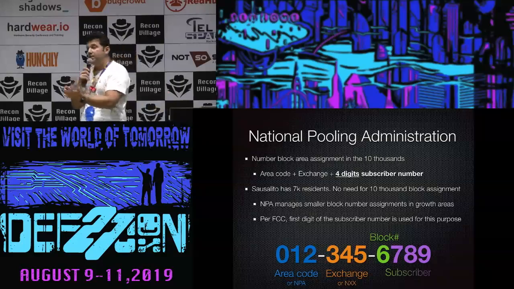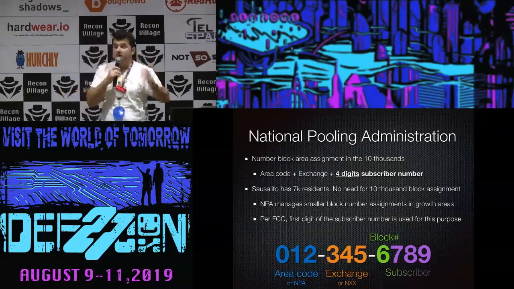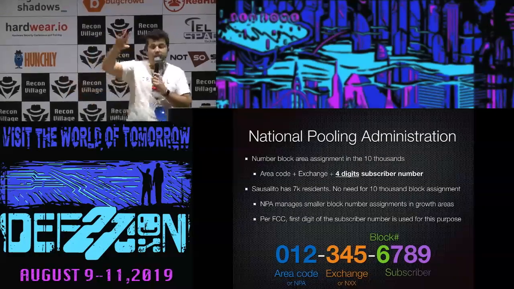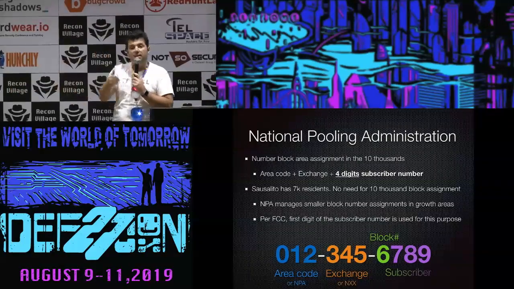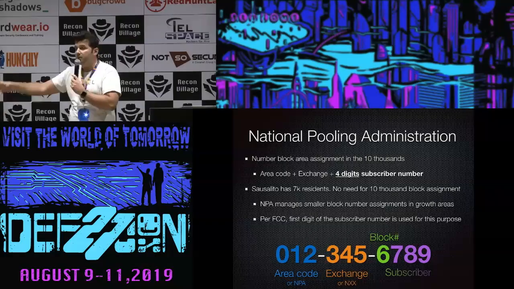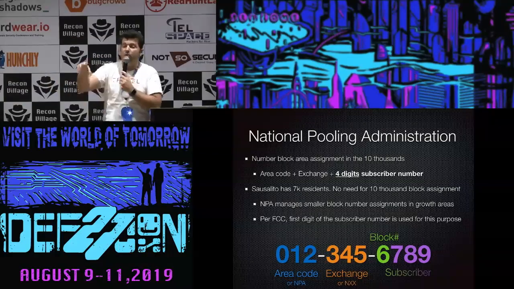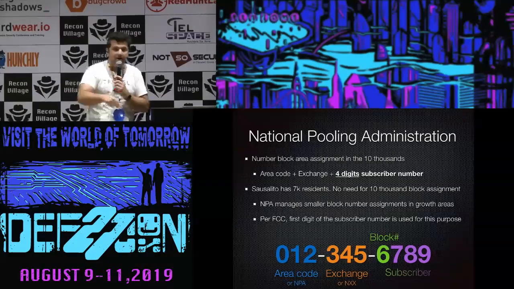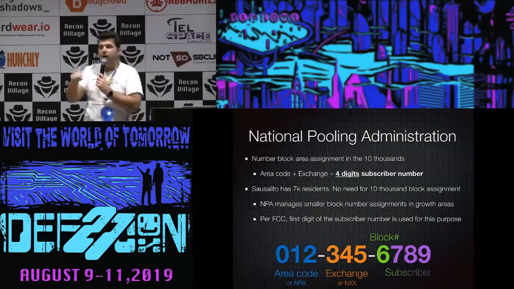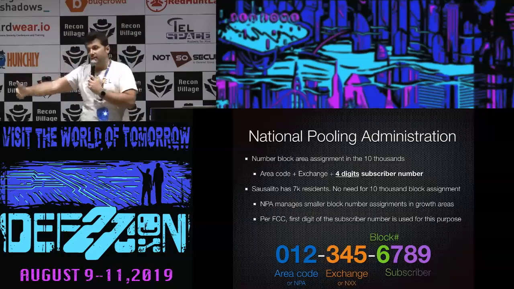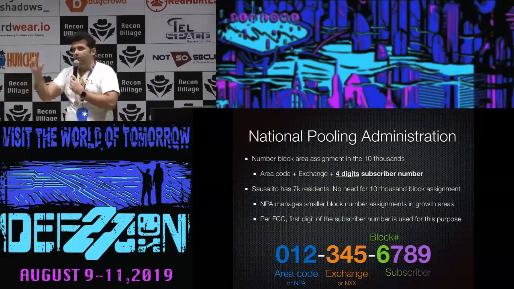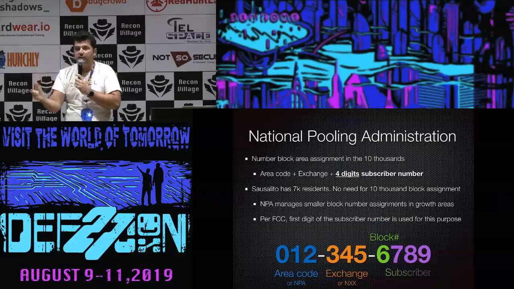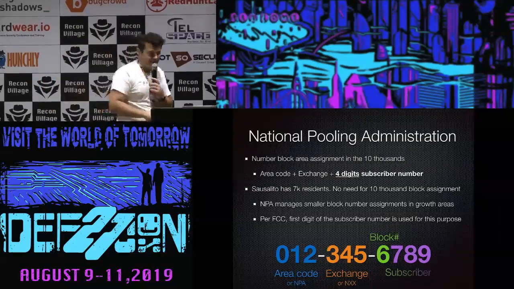So I learned that the FCC came out with a document and suggested that the first digit of the subscriber number will represent the block. So instead of assigning blocks of 10,000 numbers, we will be assigned blocks of 1,000 numbers. So now it will be 415-200-0 for AT&T, 415-200-1 for Verizon. So we are assigning blocks of 1,000 numbers so we don't waste that many.